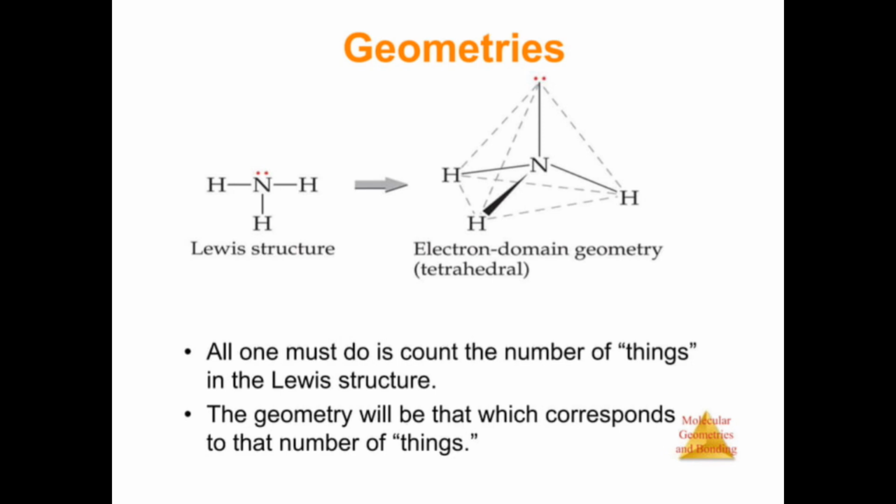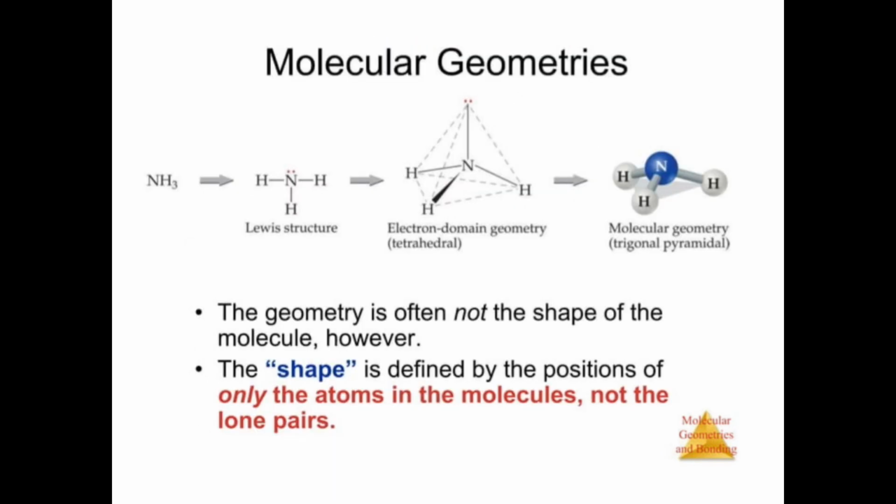So all we must do is to count the number of things in this Lewis structure. And then here now, in the Lewis structure, the number of things here is 1, 2, 3, and 4. We have counted it. So the number of things will determine the geometry. In this case, let's look at the electron domain geometry and the molecular geometry. So like I've said, we could have molecular geometry and electron geometry. You have ammonia. This is the Lewis structure, this is the electron domain geometry, and this is the molecular geometry.